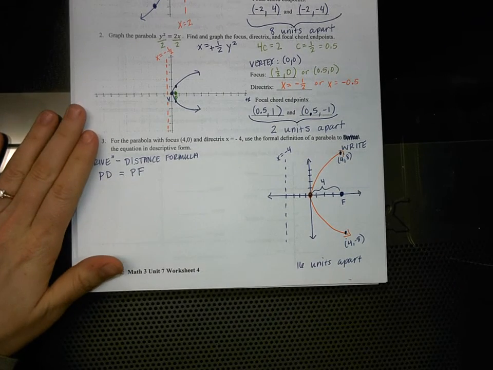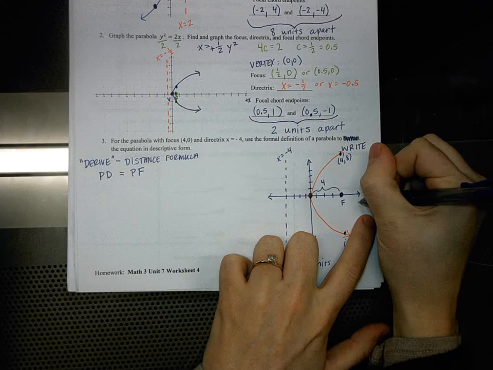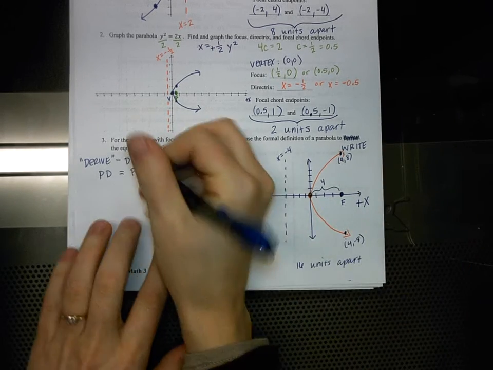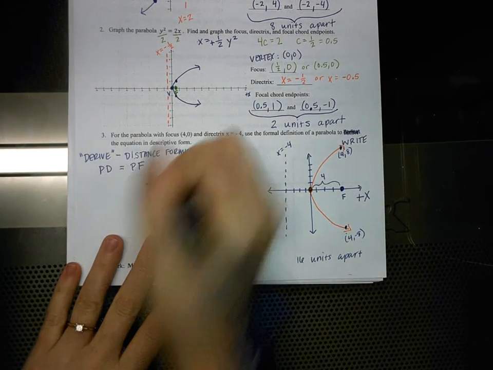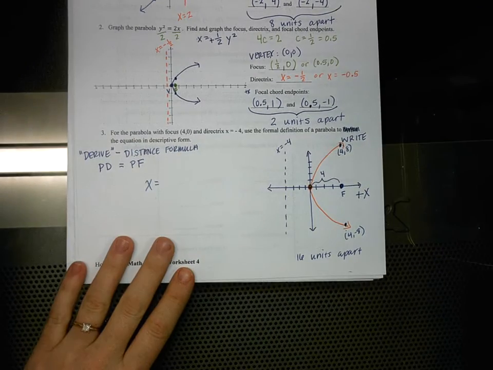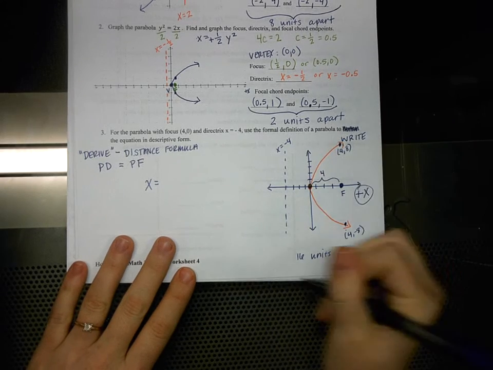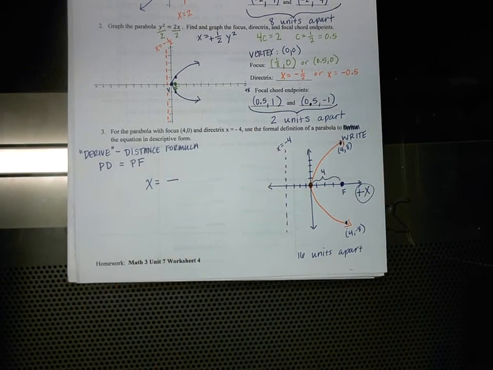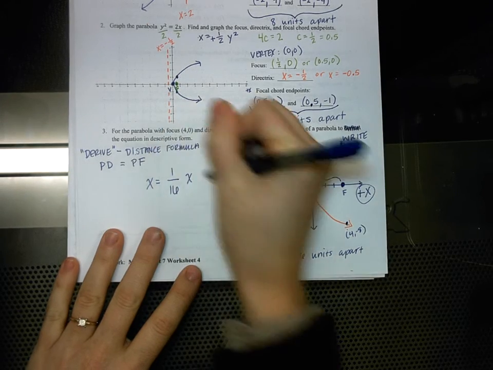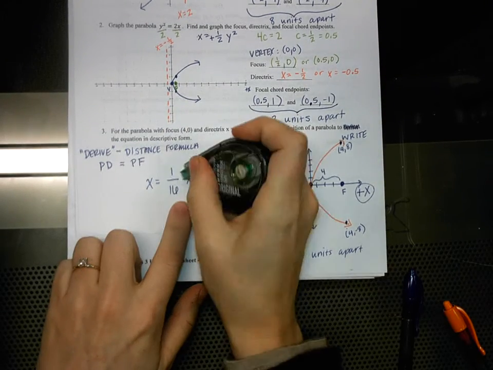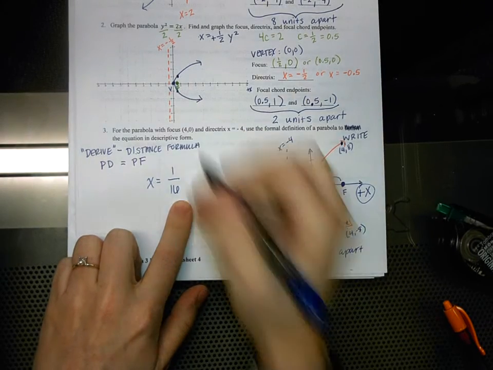All right. So first of all, this opens toward positive x values. Am I going to have an x equals or a y equals? X equals. Is my a value going to be positive or negative? Positive, because it opens toward the positive x values. What is the a value? That's a great question. 1/16 y squared. Oh, look what I did. You can't have an x on either side. What are you doing? Y squared.